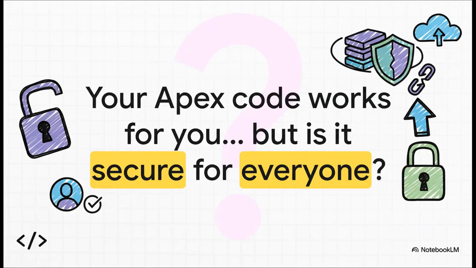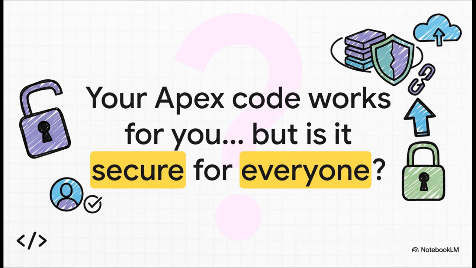So, picture this. You've just finished a new piece of Apex code. You run it, and it works perfectly. For you, the admin. But then you have to ask the really important question, what happens when a regular user, someone with a completely different, much more restrictive profile, runs that exact same code?